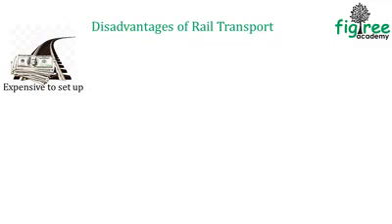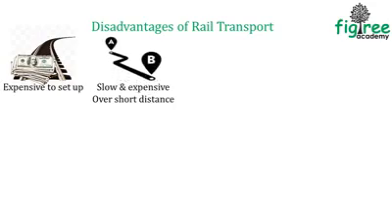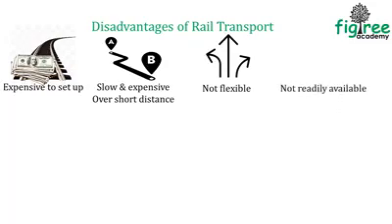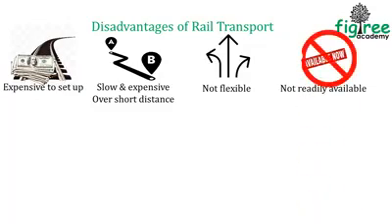Secondly, it is slow and expensive over a short distance. So when you are supposed to transport your goods over a short distance, you have to prefer other modes of transport because when you are using rail transport it becomes slow and expensive. Also, rail transport is not flexible as it follows a fixed route and fixed timetable. It is not readily available. It means you have to wait for its timetable because it's fixed.